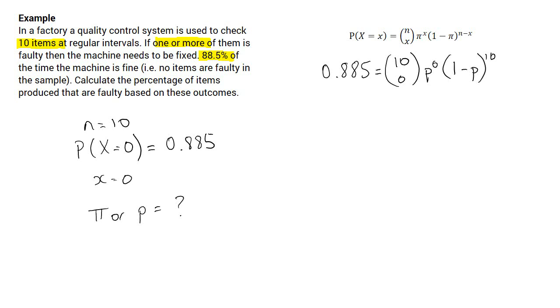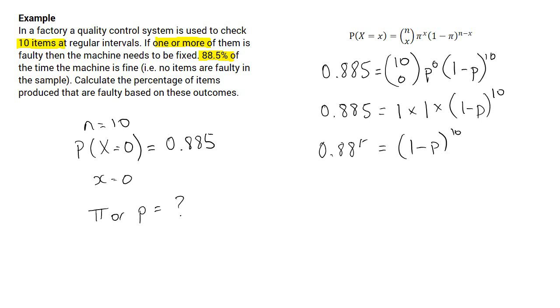We're just going to quickly simplify this down slightly because our calculator doesn't handle choosing in the way that we're going to solve this. So 0.885, now 10 choose 0 is just 1. p to the power of 0 is also just 1. So we've got 1 times 1 times 1 minus p to the power of 10, which is just 1 minus p to the power of 10. Now we could go and solve this with 10 roots, but we can just use our calculator instead.